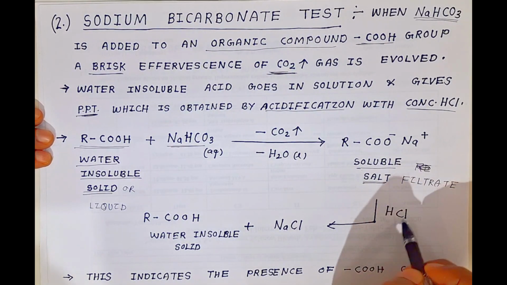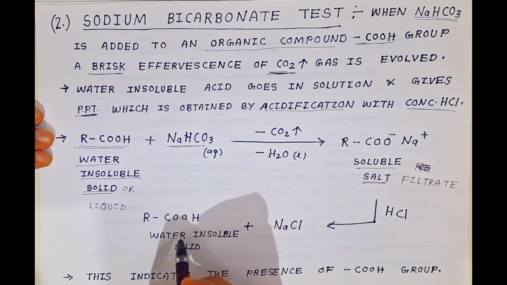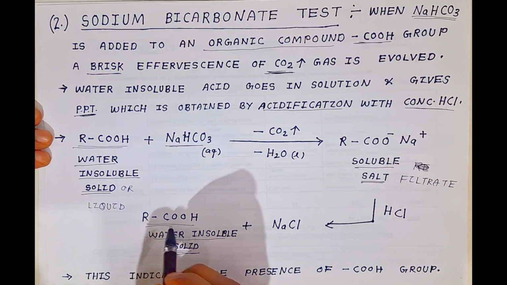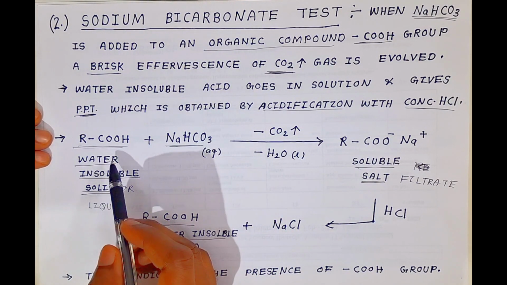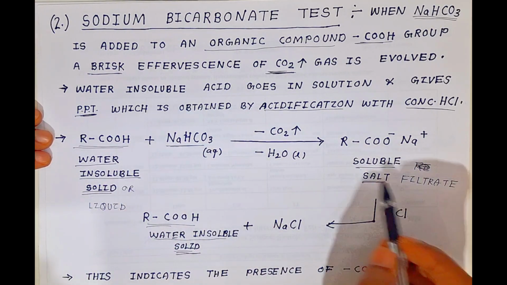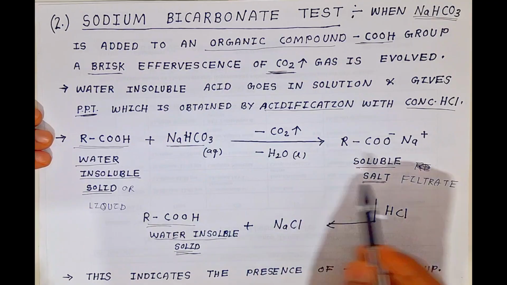In the filtrate, students, you have to add HCl, and you will find again a water-insoluble solid will come out. Okay students, this way you can separate the mixture. If a mixture of an insoluble solid or insoluble acid is given, this way you can separate it with the help of sodium bicarbonate.